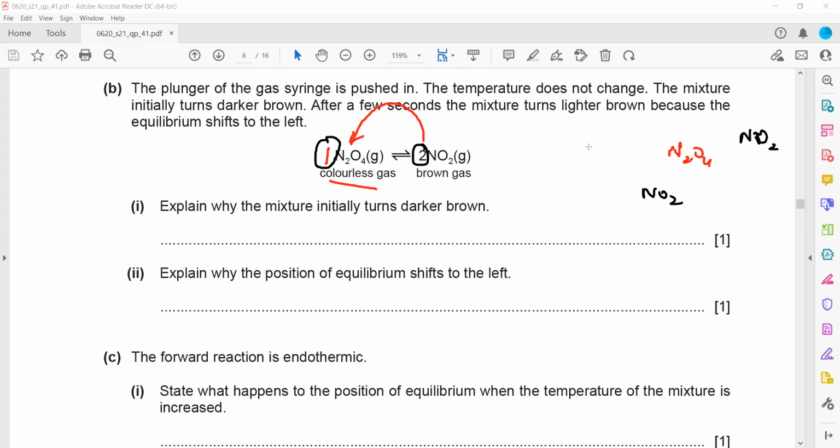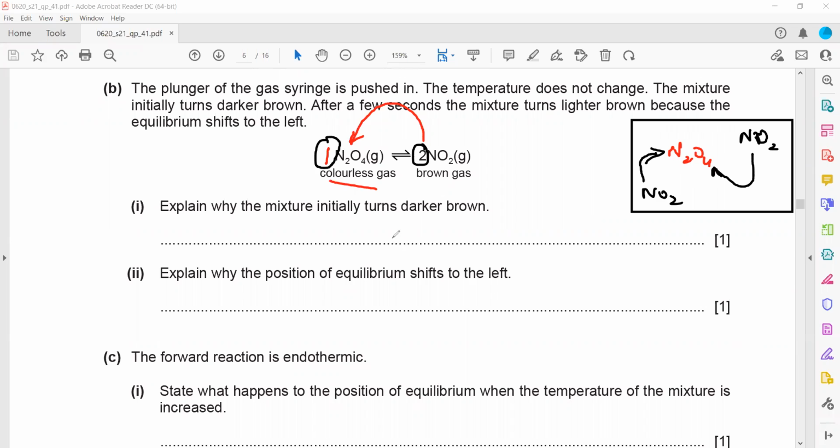When you increase the pressure, you reduce the volume, meaning the particles come closer to each other. Initially, when you compress, the particles come closer to each other, and as a result the color gets darker. Why is the color initially getting darker? Because when we are compressing, the particles are coming closer. But then after some time, the color gets lighter. Why? Because now the NO2 starts to decompose and form N2O4.